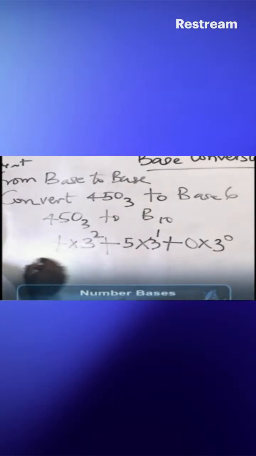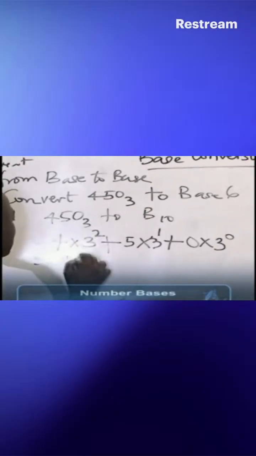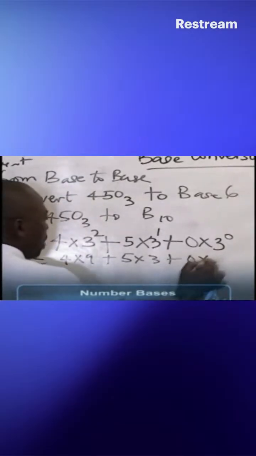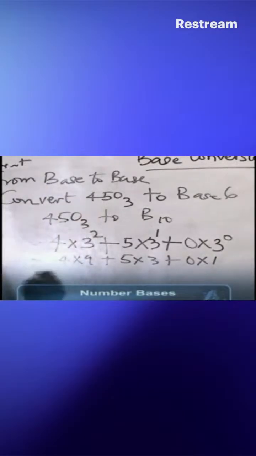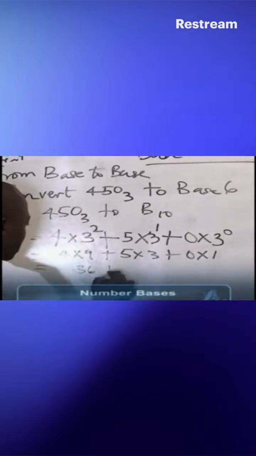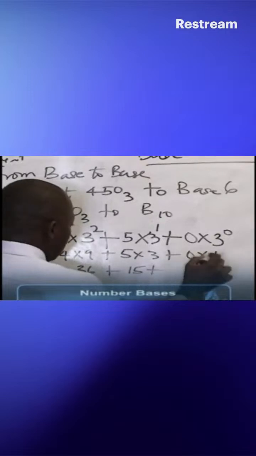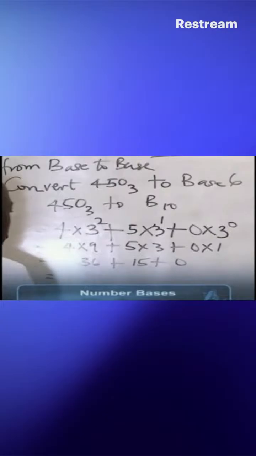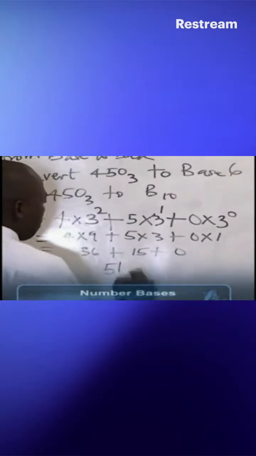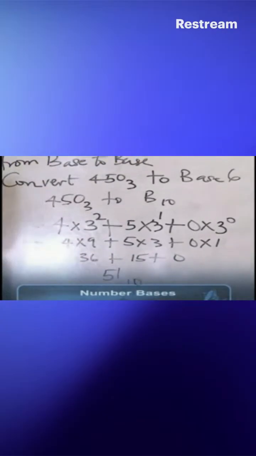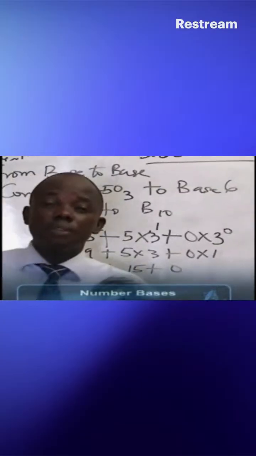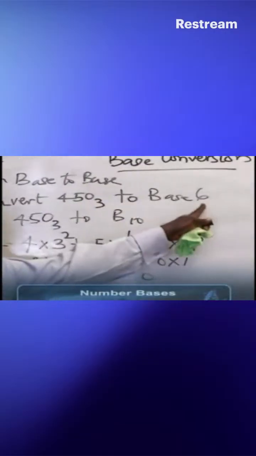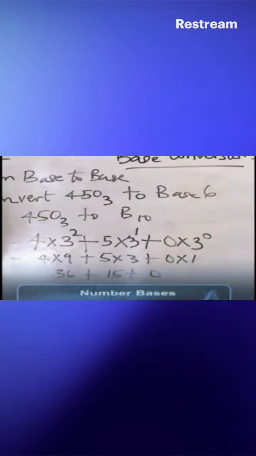In this case, we have 4 times 3 raised to power 2 which is 9, plus 5 times 3, plus 0 times 1. Any number raised to power 0 is 1. 4 times 9 is 36, 5 times 3 is 15, 0 times 1 is 0. So eventually, what you have is 51 base 10. It is this 51 base 10 that you are now going to convert to the specified base, which is base 6 in this question.